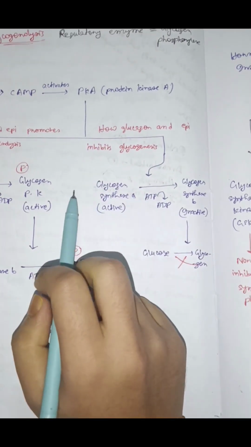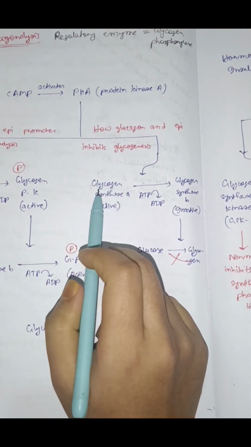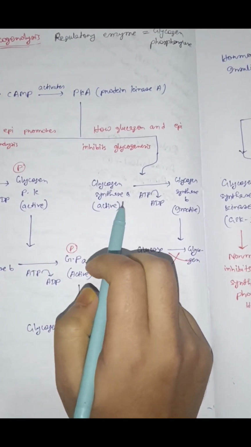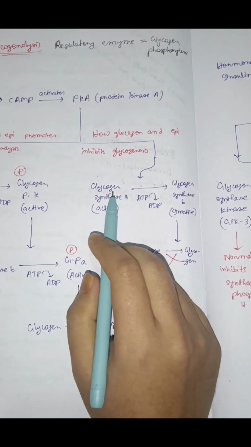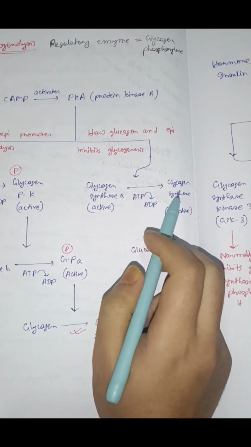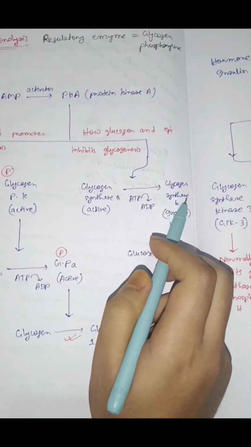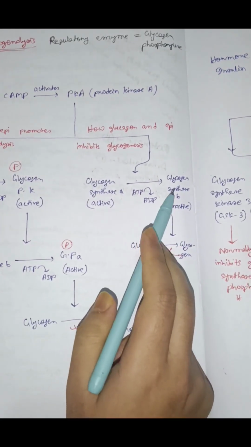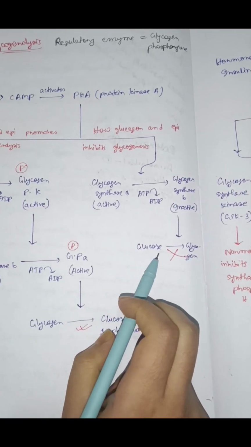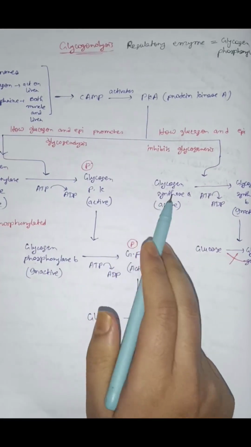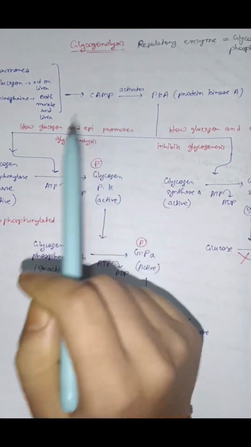So PKA phosphorylates glycogen synthase A, which was initially active, but the phosphorylation of this molecule makes it inactive, that is glycogen synthase B. Now glycogen synthase in its inactive form cannot convert glucose to glycogen. So this was all about the regulation of glycogenolysis.